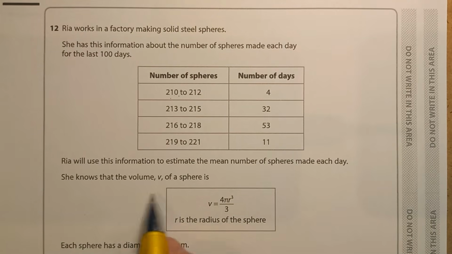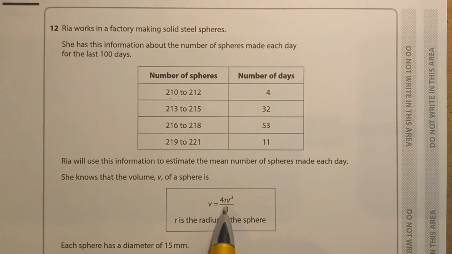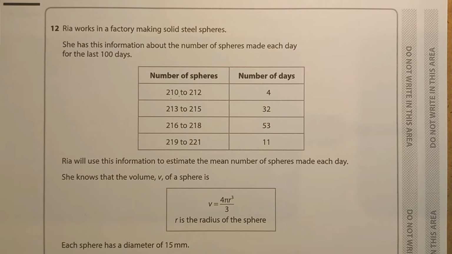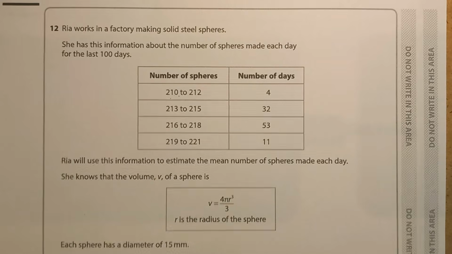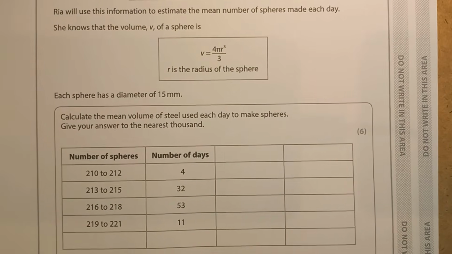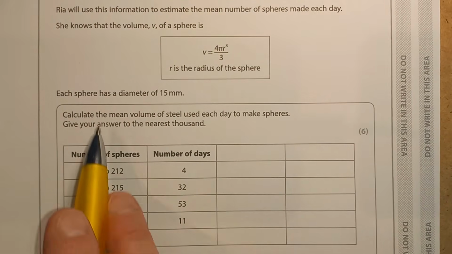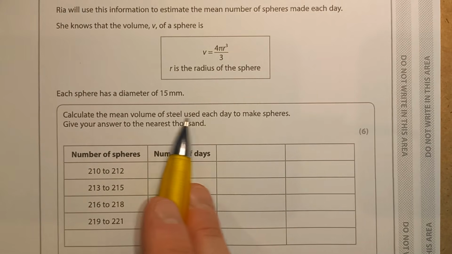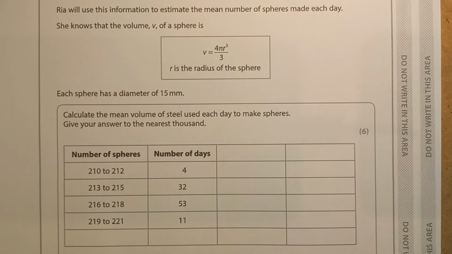Ria will use this information to estimate the mean number of spheres made each day. She knows that the volume, V, of a sphere is V equals 4 pi r cubed, all divided by 3, where r is the radius of the sphere. Each sphere has a diameter of 15 millimetres. Then we've got this table down here. So calculate the mean volume of steel used each day to make spheres. Give your answer to the nearest 1,000.